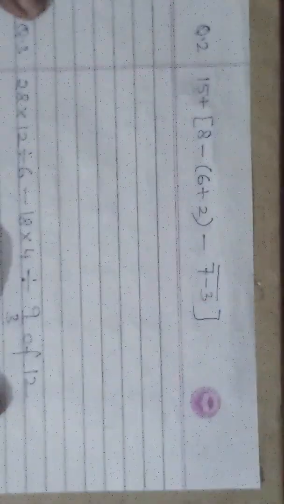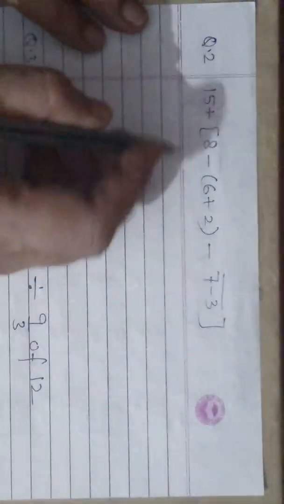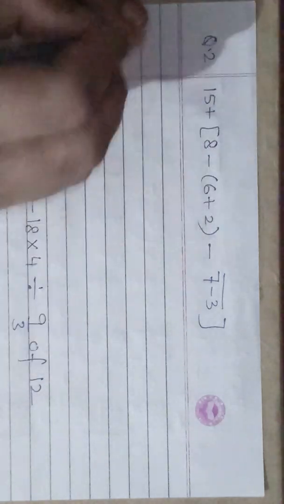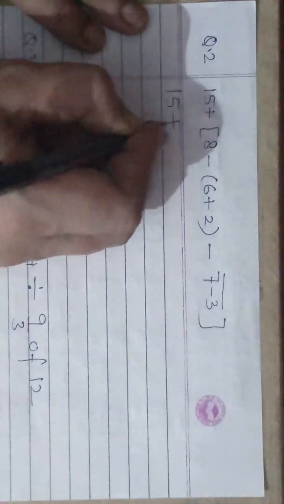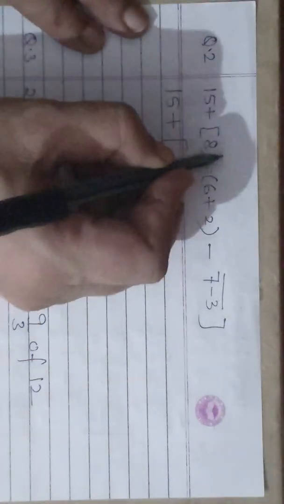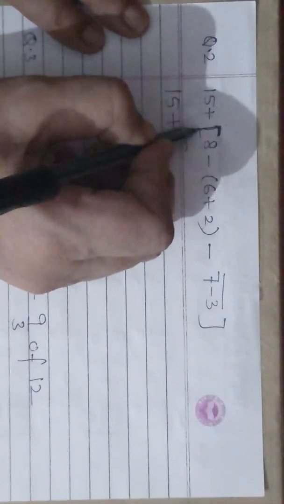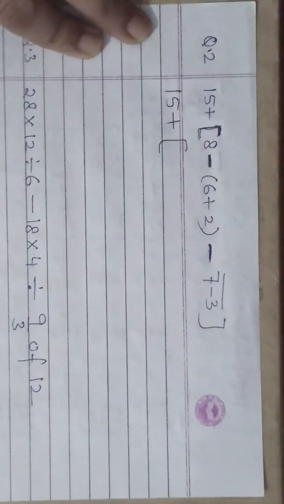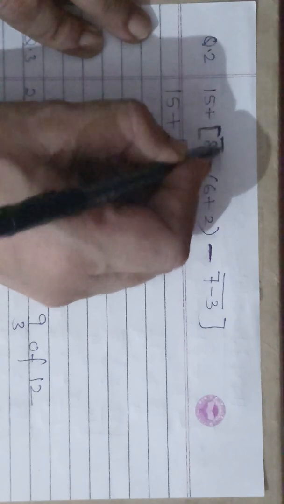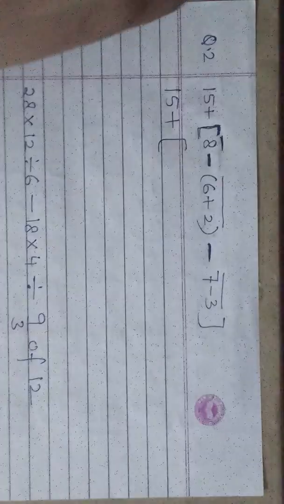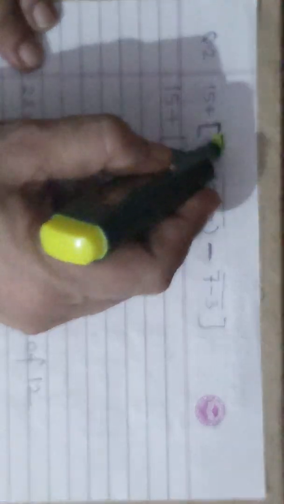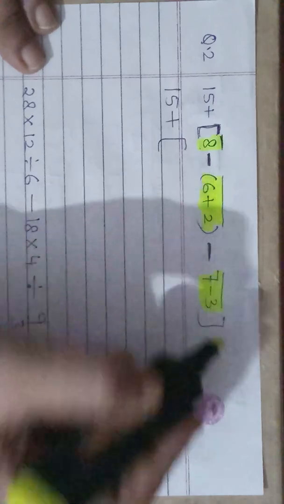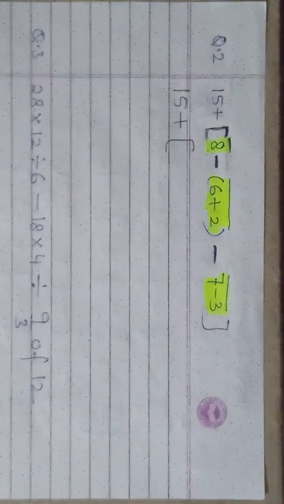Now let's go for the next question. Here again you can see we have a big bracket. In case of this one, we have a big bracket. You know that they are separated by these two minus signs. That means the smaller parts of the big bracket are this part, this part, and this part. So we have three parts separated by minus signs.